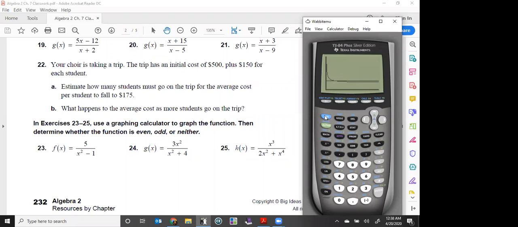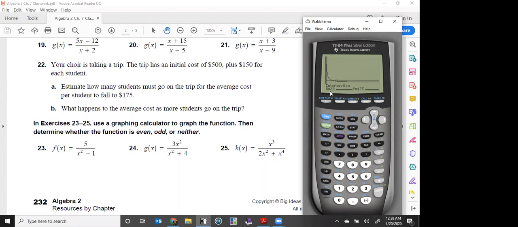So let's see, how do I do this? Well, I'll say second calc, go down to intersect, which is number 5, and just hit enter three times. It thinks about it for a second, and then it comes up with x equals 20, which is how many students it would take for the average cost to be 175. Well, that's great. It tells me I did the answer in part A right, but what about part B?